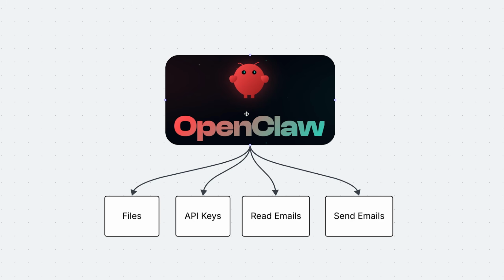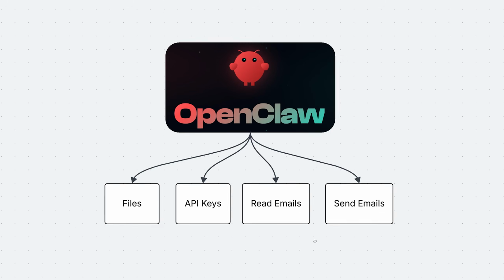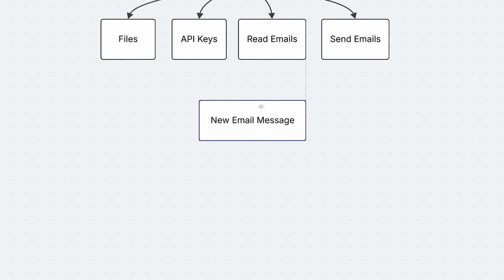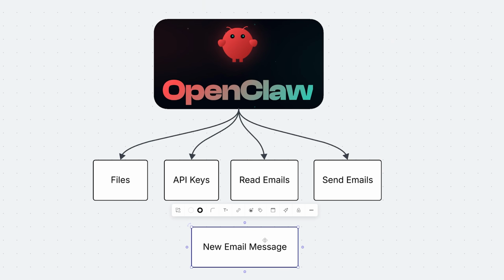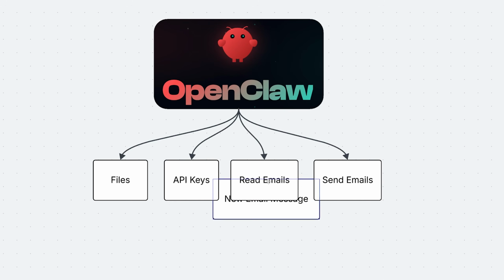So for example, this is OpenClaw, right? It has access to all your files, your API keys, and it also has access to different tools, for example, reading your email or sending out emails. Now, let's say that a new email message comes in, right? What it does is that basically OpenClaw uses the read emails tool to read the message.